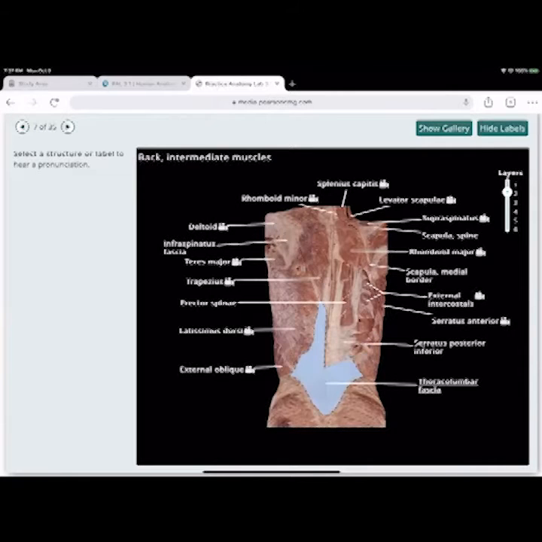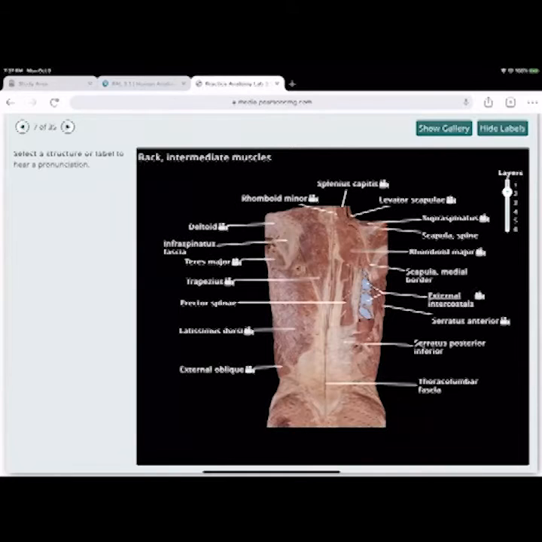Okay, this is your thoracolumbar fascia. Serratus posterior inferior muscle. And serratus anterior muscles. And the external intercostal muscles between the ribs here.